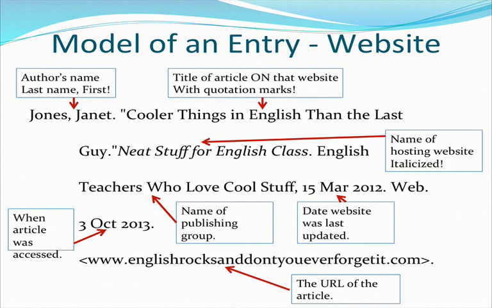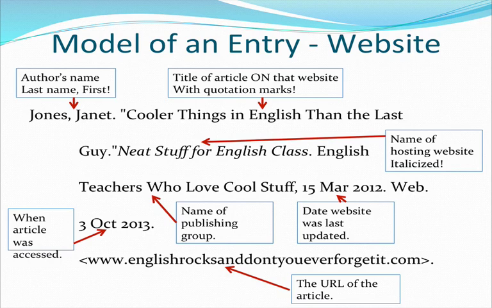Here's an example of a website's entry. You can see that there's a lot more stuff going on when you start to use online sources, and this is where it becomes very confusing. So for example, the information on a website entry is still about the same. We need the author, we need the title, and then we need the publishing information. But as you look at the first line, you're going to see the author's last name, comma, their first. Great. You're going to see the title of the article, "Cooler Things in English Than the Last Guy." Okay, great. You also then need to give the name of the website that is hosting that article, Neat Stuff for English Class, and then the publishing information.